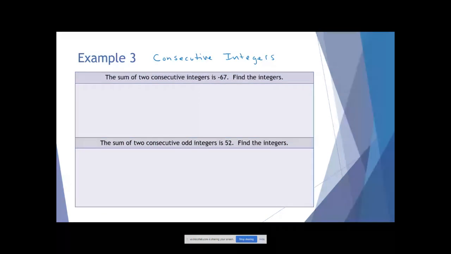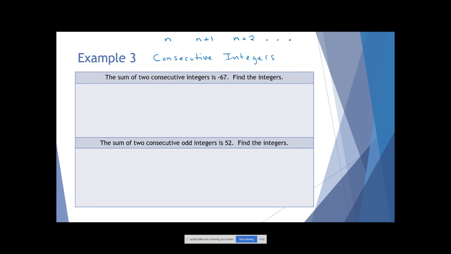So there are some things with consecutive integers. So consecutive means one after another. So if one of the numbers is n, the next one is n plus 1 because it's one more. You're adding one each time. Then the next one, if I add one again, is now n plus 2 because 1 plus 1 is 2. So if they're consecutive, you have n, n plus 1, n plus 2, n plus 3. You're adding one each time.